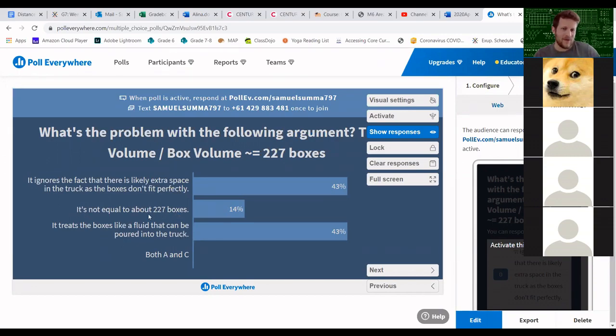The fact that it's not equal to 227 boxes, honestly, I don't care that much about. That's like a final answer. What I care about is your process because it shows your understanding. So I would choose either A or C because it deals with the fact that these are boxes and they have to be placed because they're solid. So you put them one way or the other. You can't just pour them in.